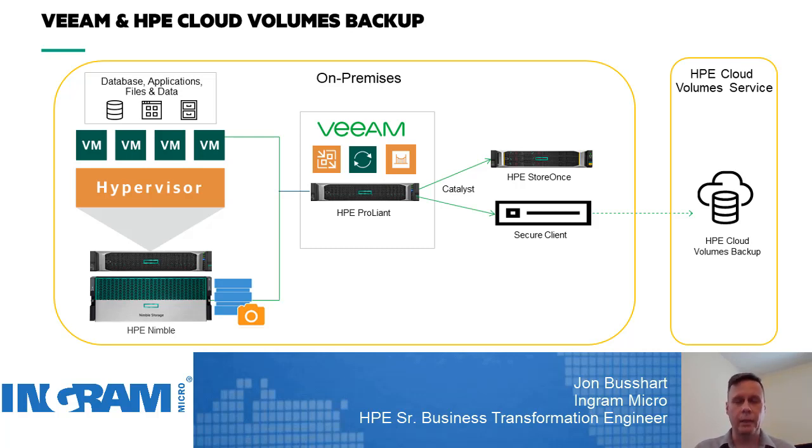What HPE has done is taken the Catalyst protocol off of StoreOnce and wrapped it up into a secure client, which creates a secure connection back to HPE's cloud backup. So when you're using your backup software, you point to your backup repository just as you would point to an HPE StoreOnce appliance. It's just going to be this secure client. This secure client could be pretty much anything. It doesn't need a lot of resources. It just needs to be a Linux box, and you'll install the secure client on that, and then you'll be ready to go as far as your backup solution is concerned. So with all that being said, let's explore how this works.